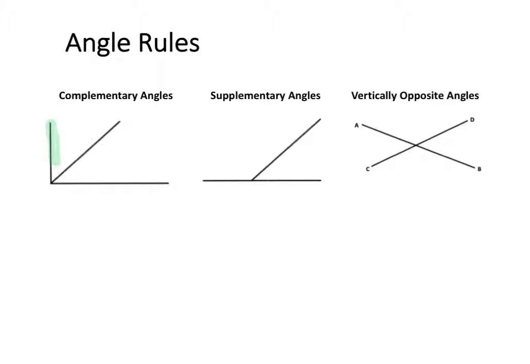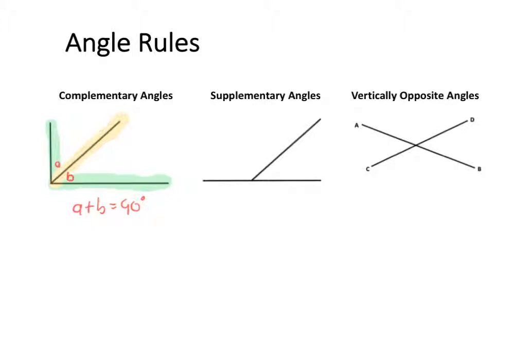When we've got a right angle that is divided by a line to make two separate angles, the two angles that are formed are going to add up to 90 degrees. So if I know the value of one, I can find the value of the other by subtracting the known value from 90 degrees.